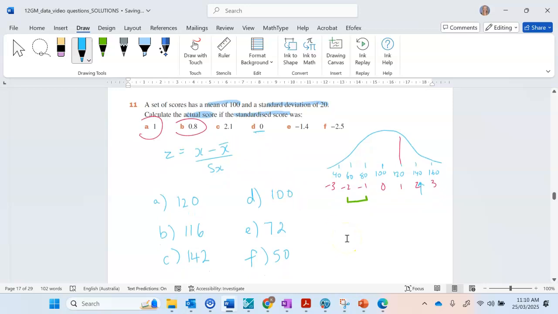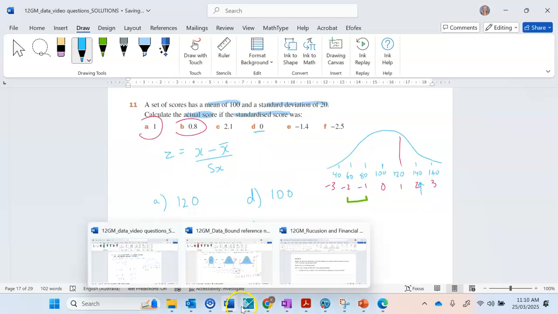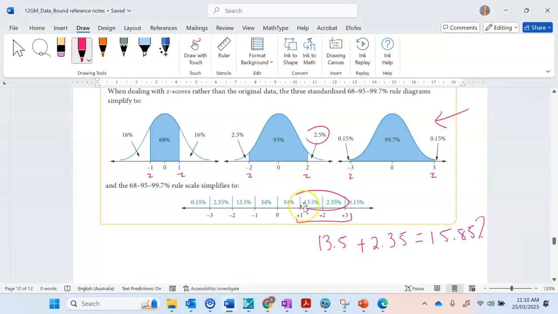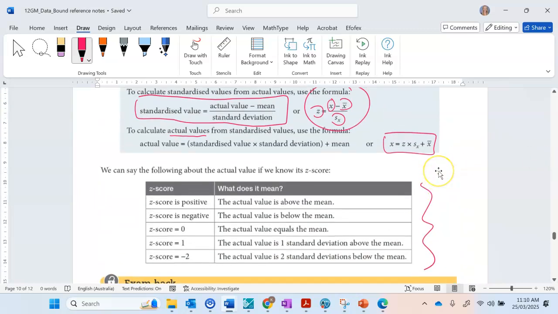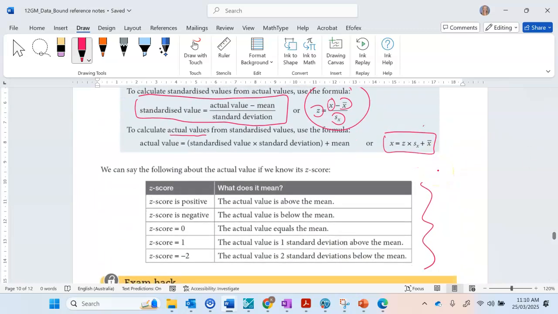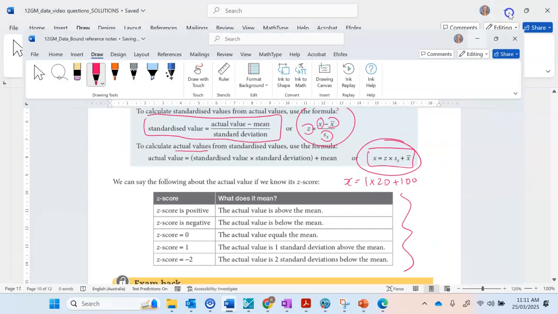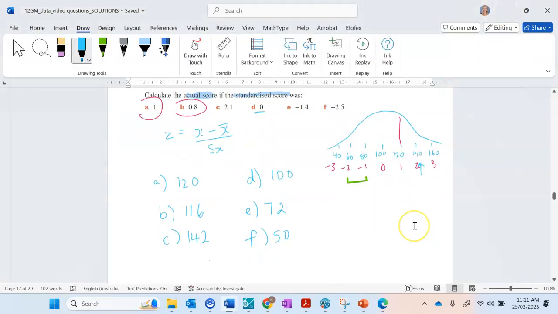So using solve, but remember going back to our theory, which I just realized we could have used this formula. Whoops. Oh, why isn't things working? There we go. We could have just used this formula here as well. All right, so instead of using solve, we could have just said x is equal to z. So for the first one, it was 1, your standard deviation was 20, and then we're adding the mean. So you can see we get 120 that way as well. That was for question A.